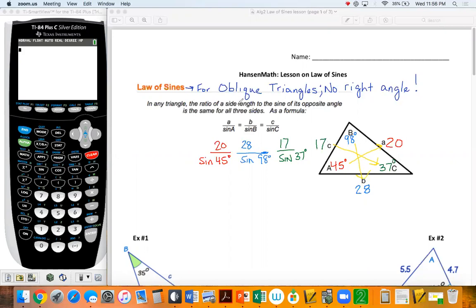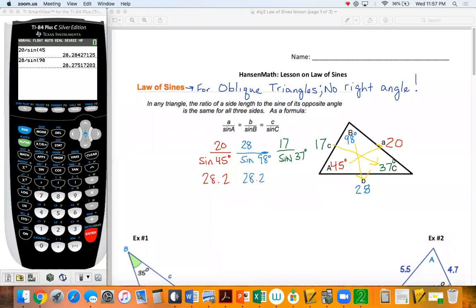Now, how this works is the following, and I will admit there's a little bit of a fudge factor here due to wanting to avoid decimals. If you take your calculator and you press 20 divided by sine 45, and without rounding, let's just say we have 28.2. So I'm going to write that down. That's 28.2. And next, we are going to do 28 divided by sine 98. 28 divided by sine 98 gives you 28.2 again. So I'll write that down, 28.2.